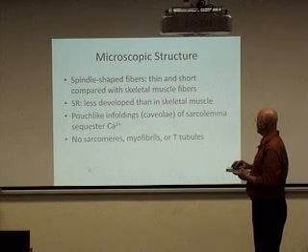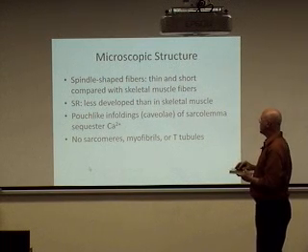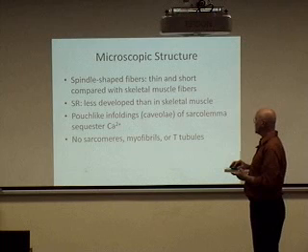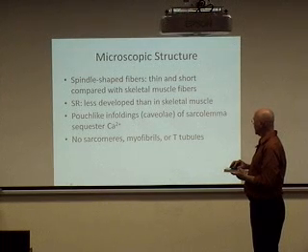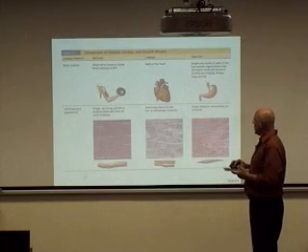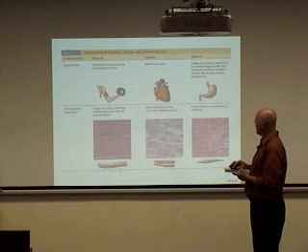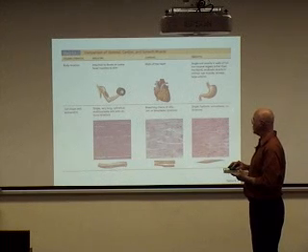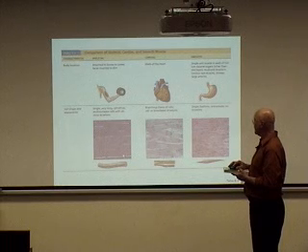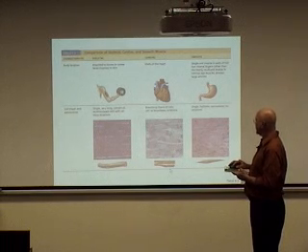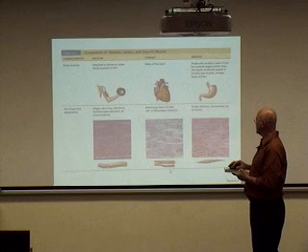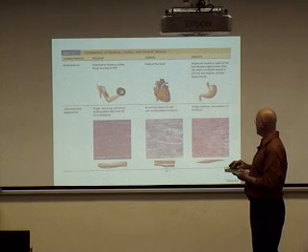Now, if we take a look at its microscopic structure, it is also very different than skeletal muscle. And to compare, let's take a look at this figure. Here we have skeletal muscle. And again, skeletal muscle has long cylindrical shaped cells. It has this striated appearance. Here's cardiac muscle, which is kind of similar to skeletal muscle. It has that striated appearance, and it's also a long cylindrical tube.